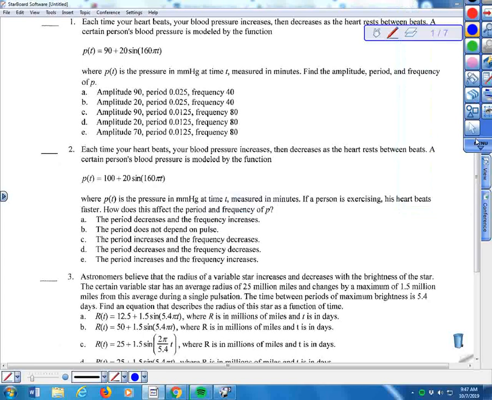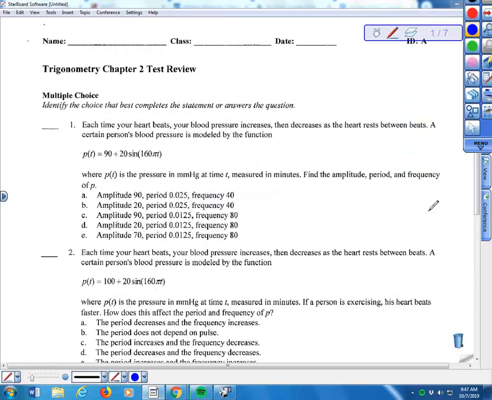All right. This is the Chapter 2 test review. Test will be tomorrow.